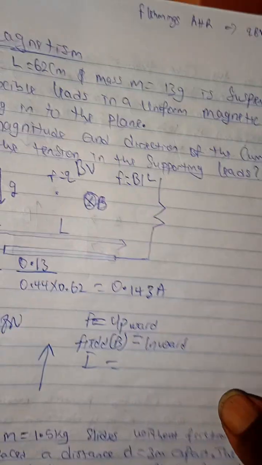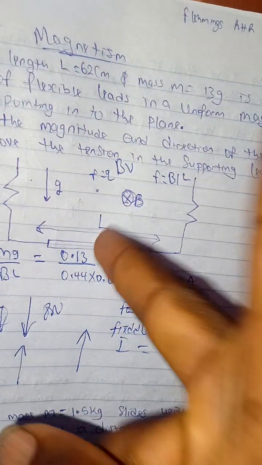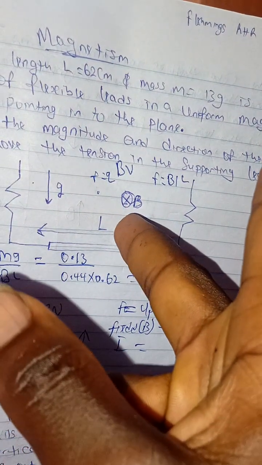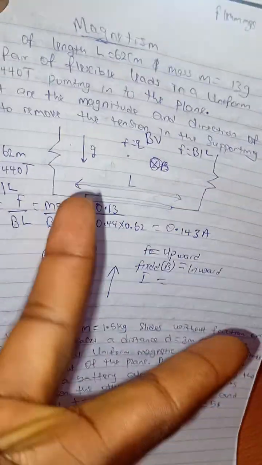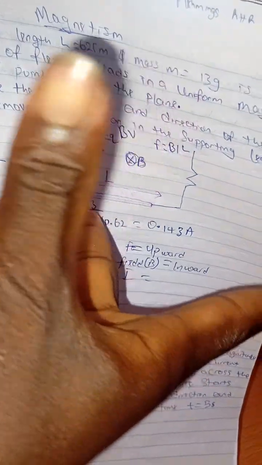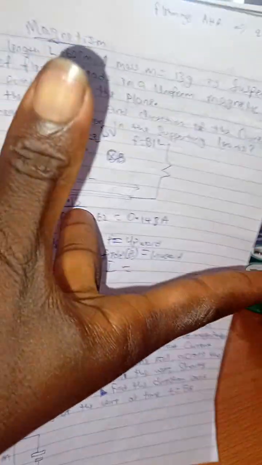So this is the field, my field going inward. For my field to go inward and my force to be upward, this is my finger. So you can see, I will allow this one to go inward and this one to be going upward. Definitely my current is going outward.